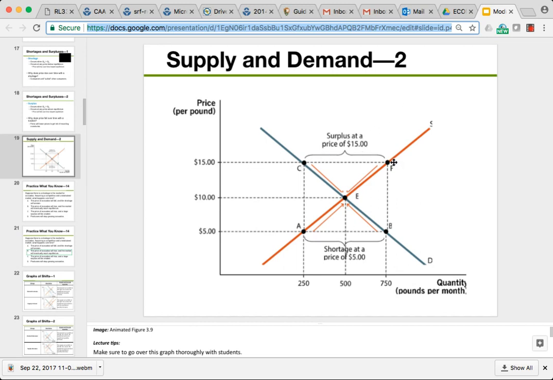The amount of goods that producers want to sell at that price is greater than the amount consumers want to pay at that price, or the amount that consumers are willing to buy at that price.